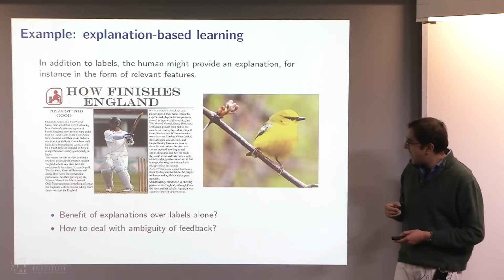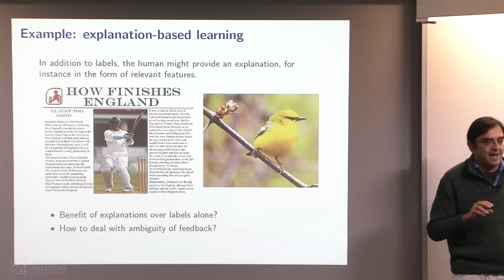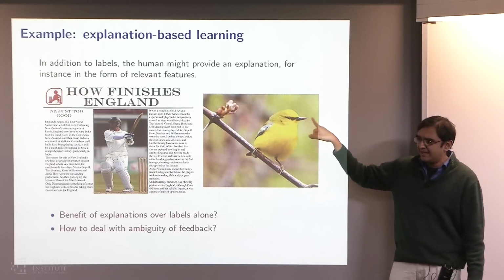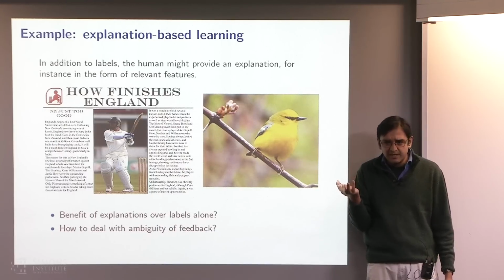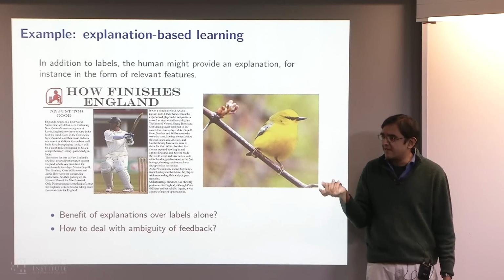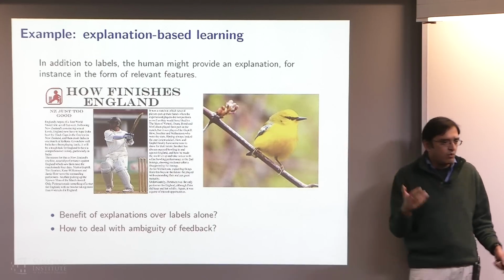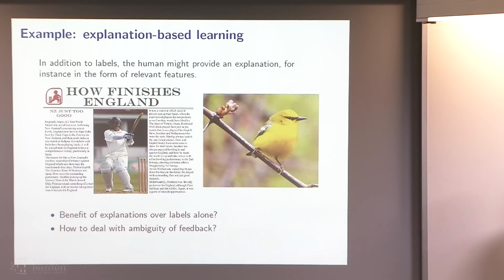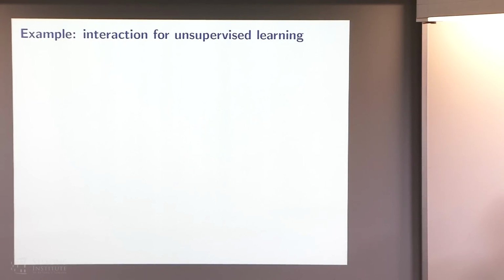And secondly, in many of these situations, there's inherent ambiguity in the feedback. So the human is clicking on the beak, and what does that mean? Like, what is the feature? Is it the color of the beak? Is it the shape of the beak? Is it the fact that there's a beak? Is it the whole head, actually? There's a lot of ambiguity in this feedback, and it's kind of interesting to figure out how to deal with that.